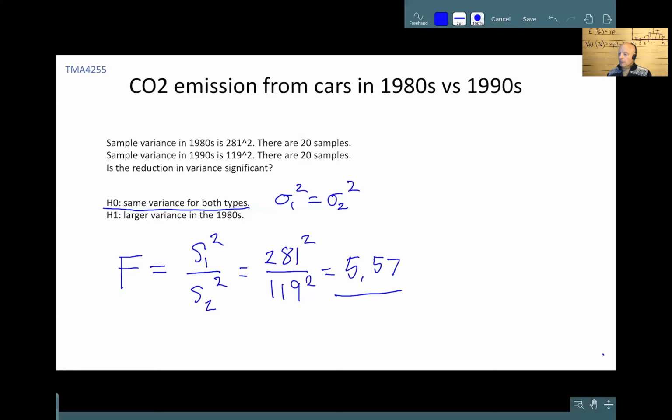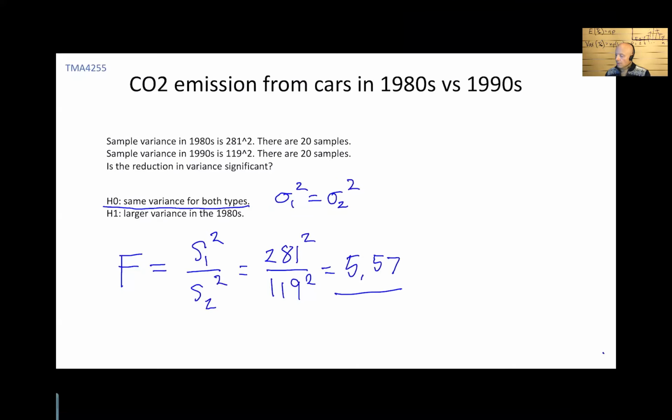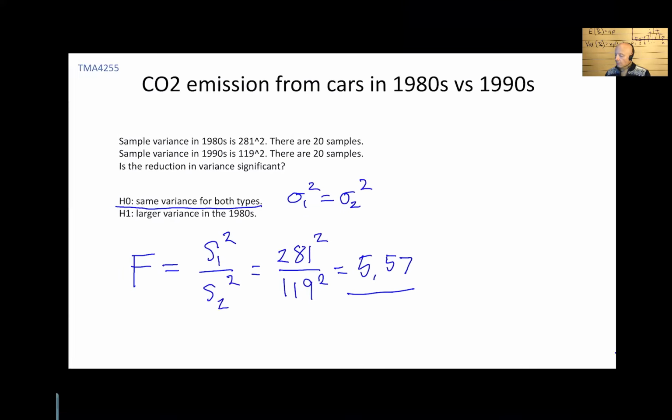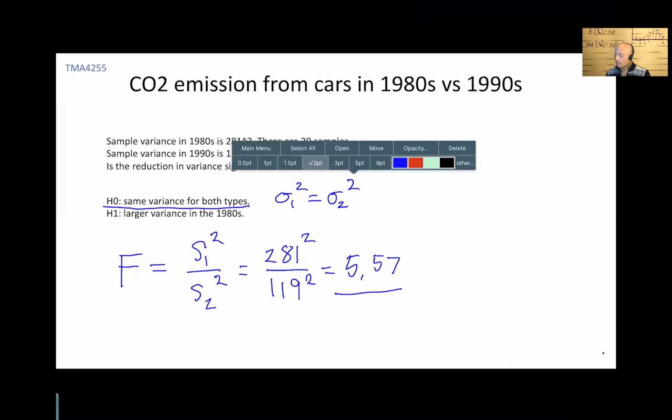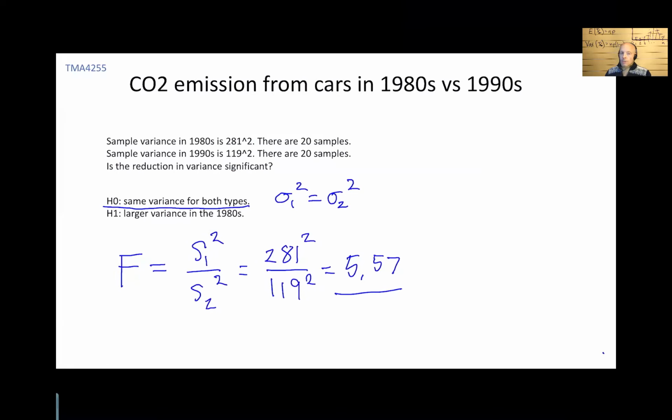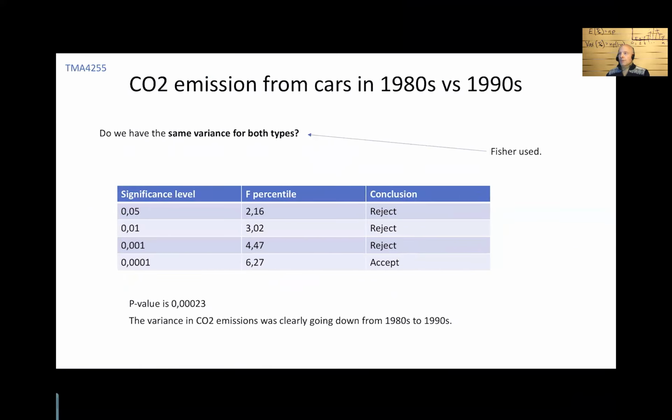And then we can compare this with the Fisher distribution to see if it's really large, or is this something that happens quite often actually in the Fisher distribution? And then, of course, what do you have to do? You have to look at the percentiles in the distribution. And this is what we have done here.